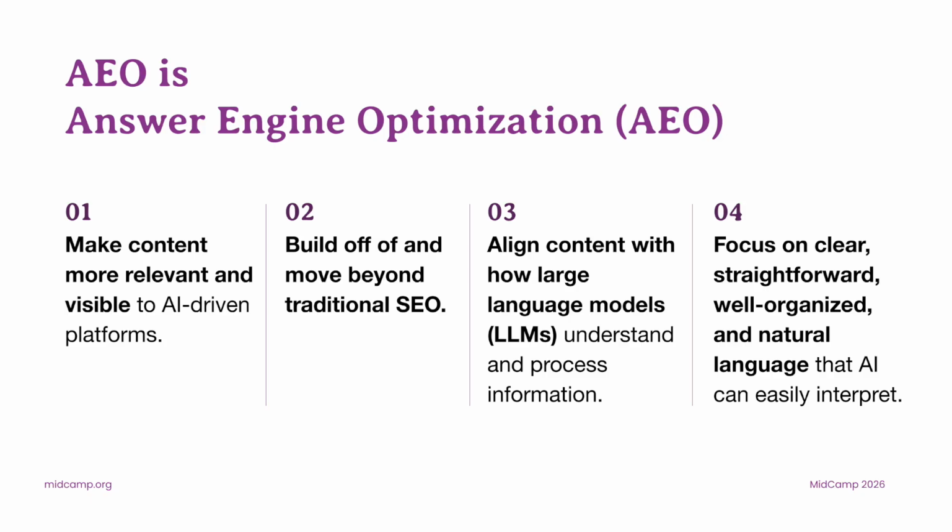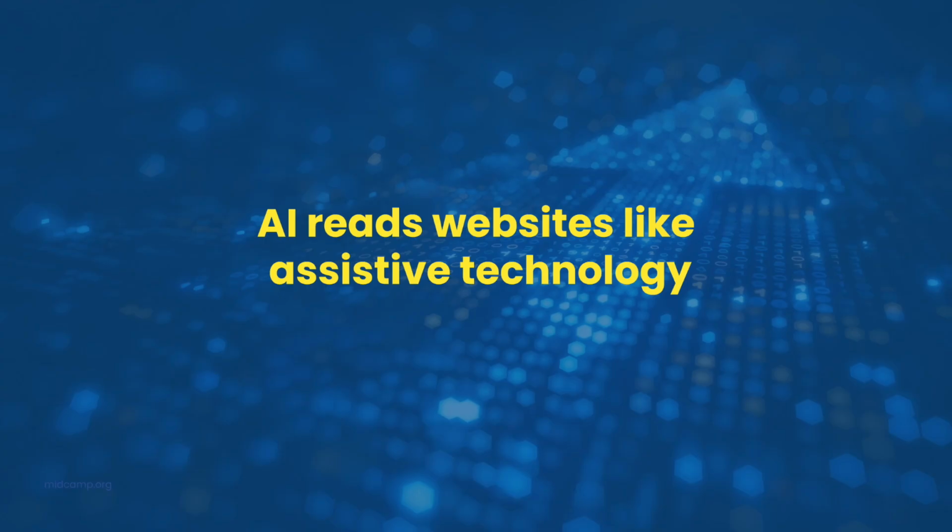That's a lot to remember. So maybe making it more simple is: AI reads websites like assistive technology. So again, if you're thinking about it from an accessibility point of view, you're already building for AI. We're going to go through a few basics of accessibility to ground everyone and remind us of all those things that we need to be thinking about.